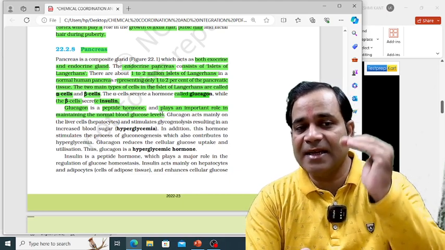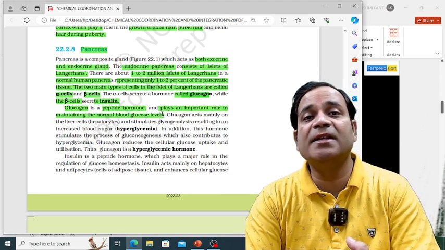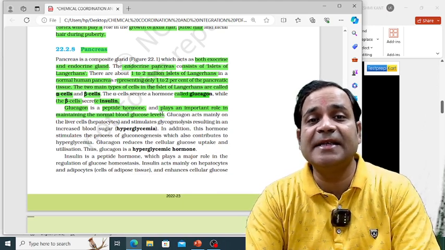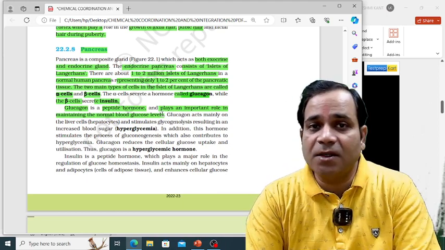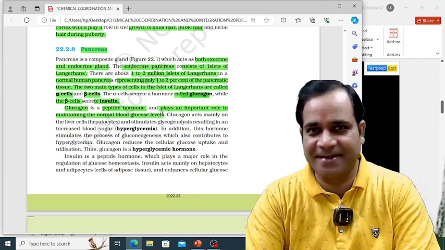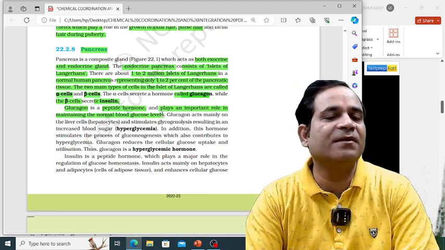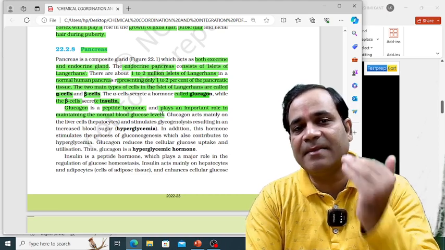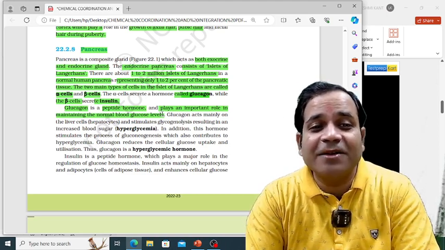So if the blood glucose level increases, then it is known as what, my dear? Diabetes mellitus. And if the blood glucose level decreases, then it is known as diabetes insipidus. Getting my point? So here are the two types of diabetes. One is diabetes mellitus, the second one is diabetes insipidus, my dear. But these are all controlled by the hormone that is what?